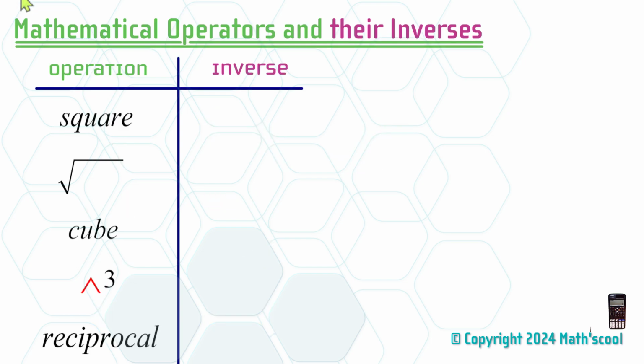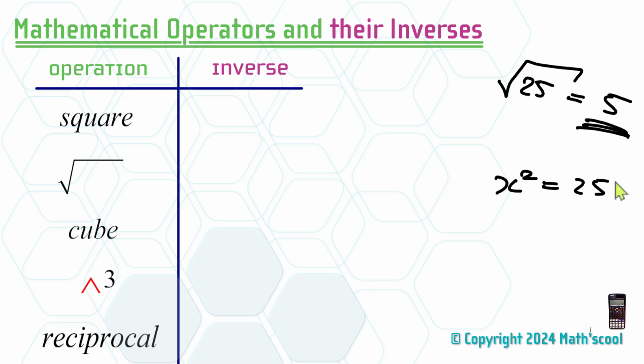What's the opposite of square? Now students always get this wrong. This is a common thing that students get wrong. If I say to you, what is the square root of 25? The answer is 5. It is not plus or minus 5. It's just 5. But if I say to you, can you solve this equation x squared equals 25? Then there are two answers to that. The answers are x is 5 or x is minus 5.